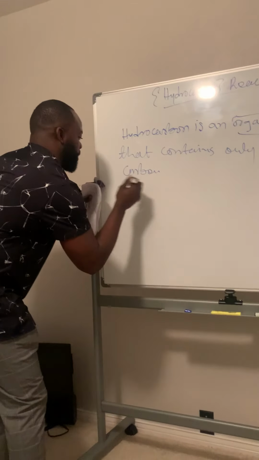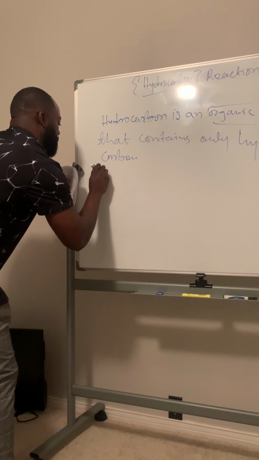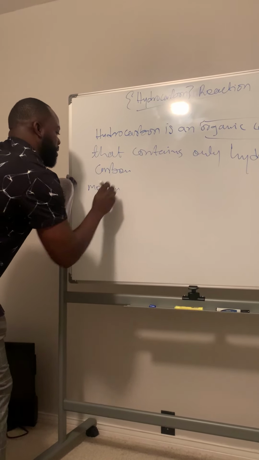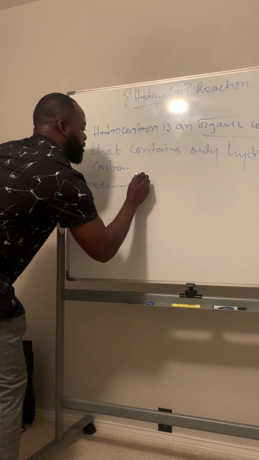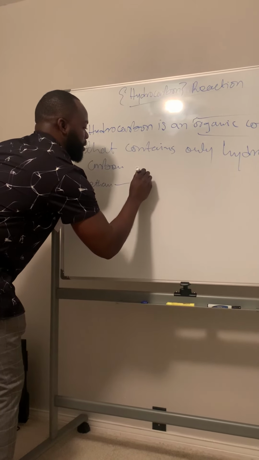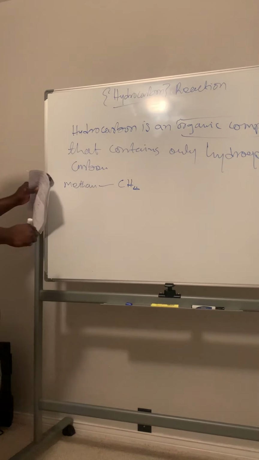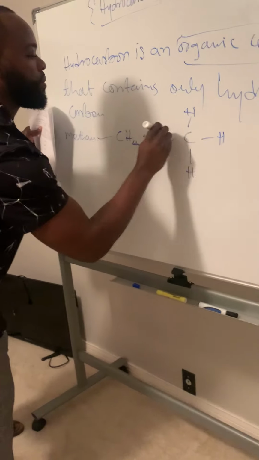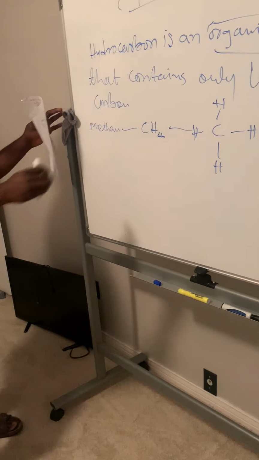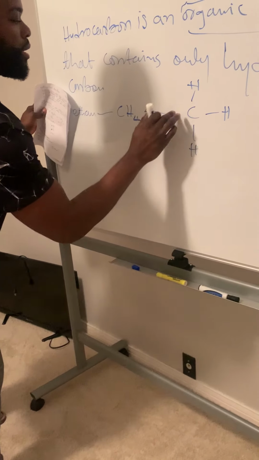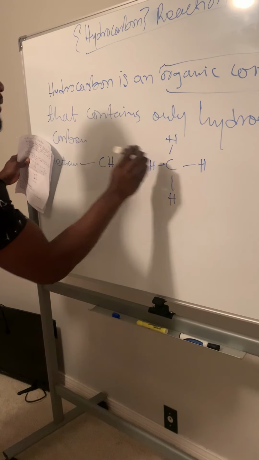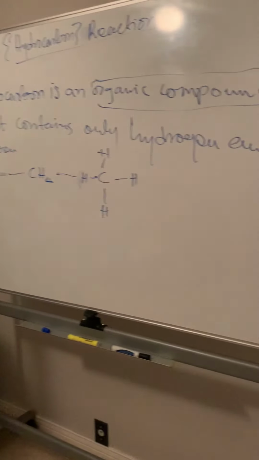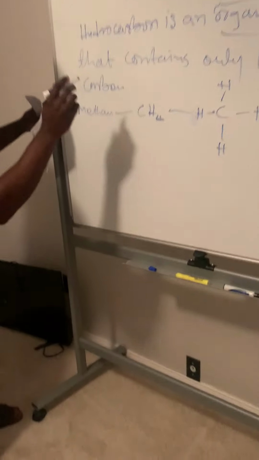A few examples of hydrocarbons that contain only hydrogen and carbon: methane. Methane has 1 carbon and 4 hydrogen, and the chemical formula for it would be CH4. You see that? Basically this is the simplest hydrocarbon in most of the examples that we have.